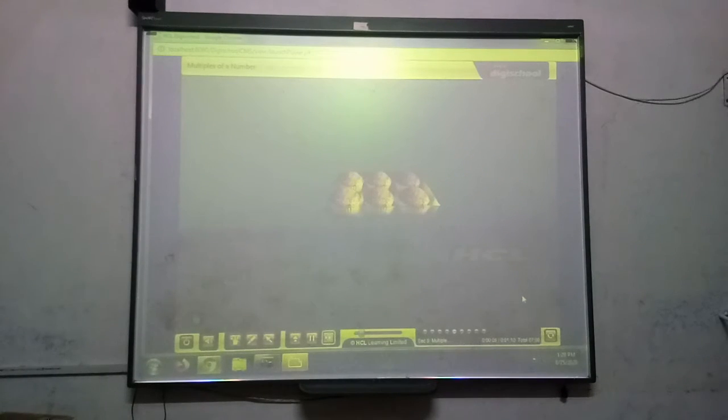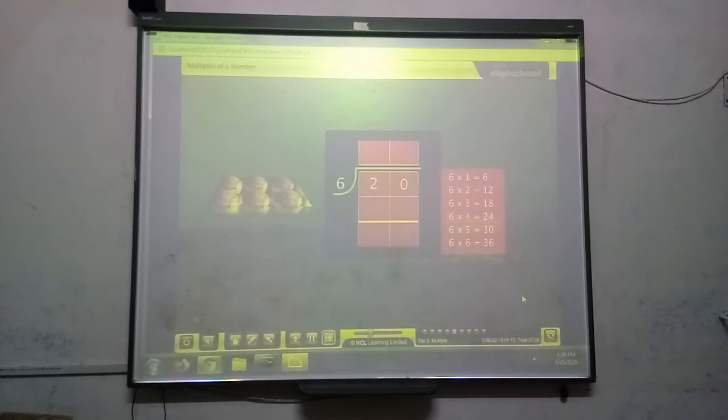Let's see whether seller can buy 20 cupcakes using packs of 6 cupcakes. First, we have to find whether 20 is a multiple of 6. Let's find this out by dividing 20 by 6. 6 threes are 18 and 6 fours are 24. So, 6 goes 3 times in 20. Dividing 20 by 6, we get quotient 3 and remainder 2.